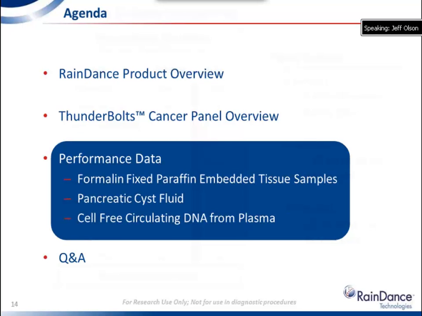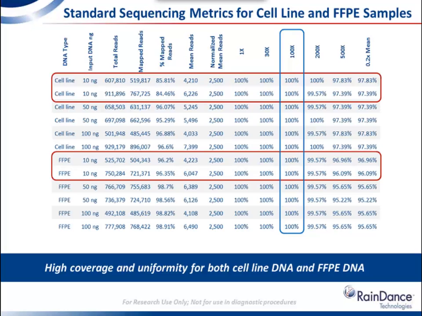Next, I'd like to show you some data generated both in-house and with collaborators using the ThunderBolts Cancer Panel on real samples. So this first slide contains data that demonstrates that the ThunderBolts Cancer Panel works well with low input amounts of DNA, both for cell line and FFPE samples. So DNA input amounts ranged from 10 nanograms to 100 nanograms. It was processed with the ThunderBolts Cancer Panel and sequenced on the MiSeq.